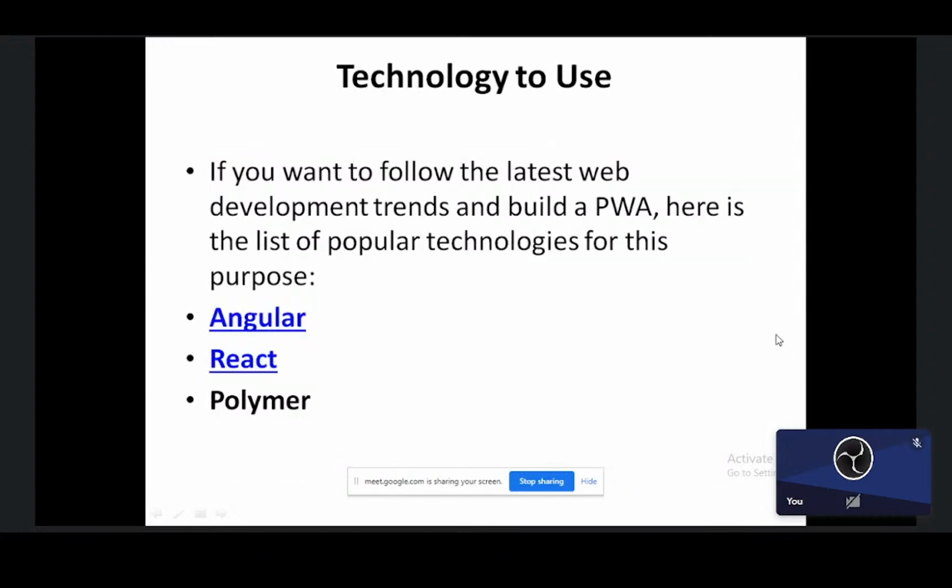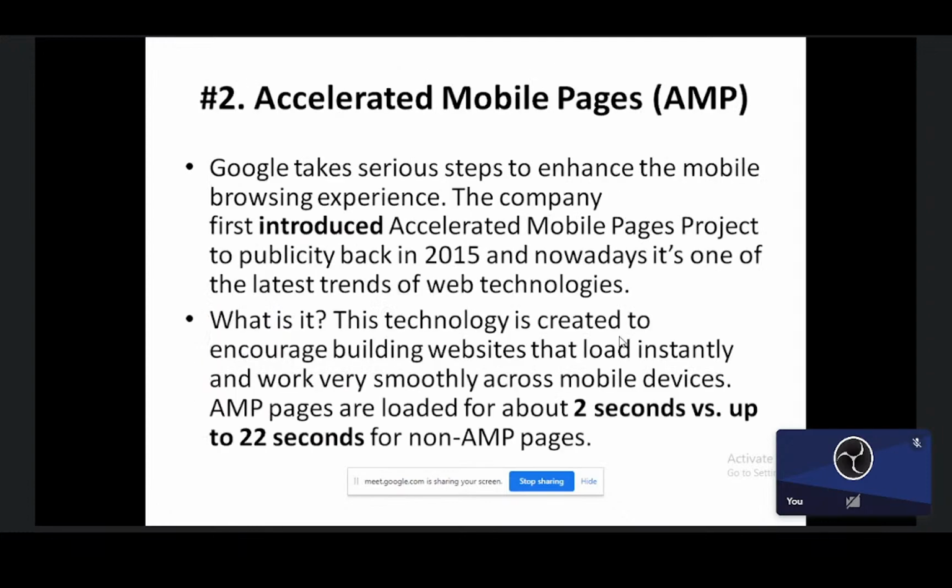In order to make your students learn progressive web apps, you need to follow the latest web development trends to build PWAs, and here are the most popular technologies for this purpose. You can make good use of Angular, React and the Polymer framework. This is very crucial for progressive web apps.